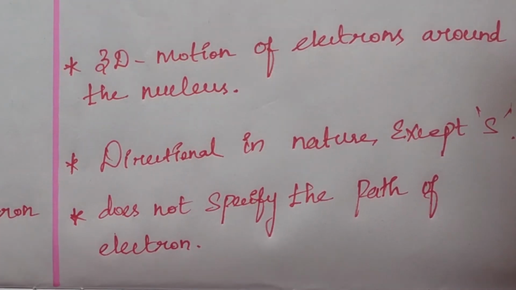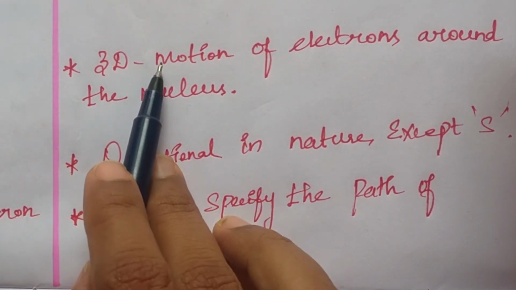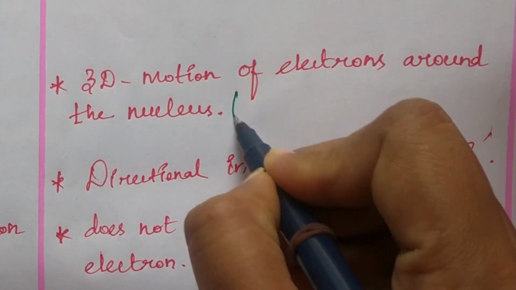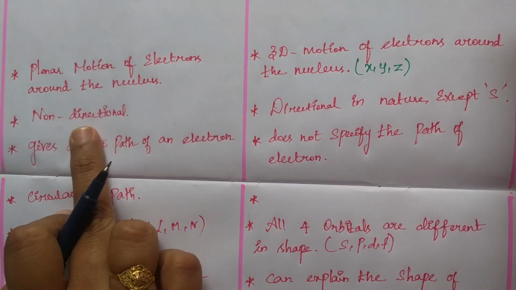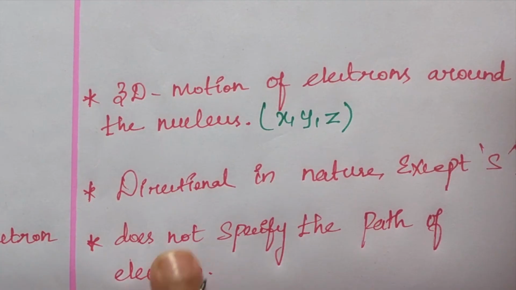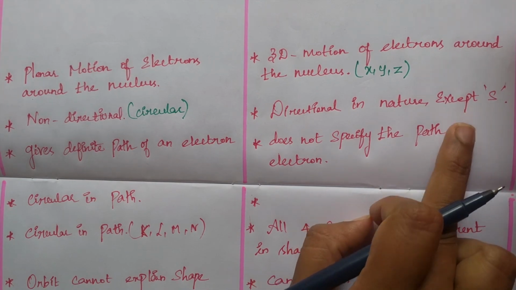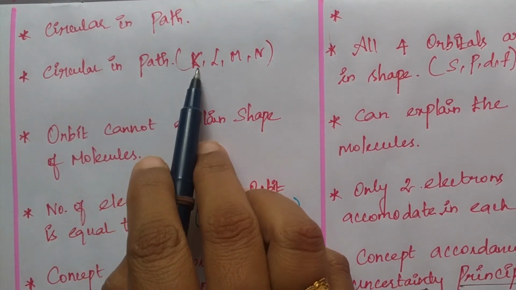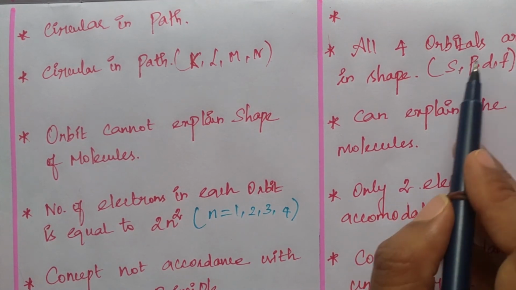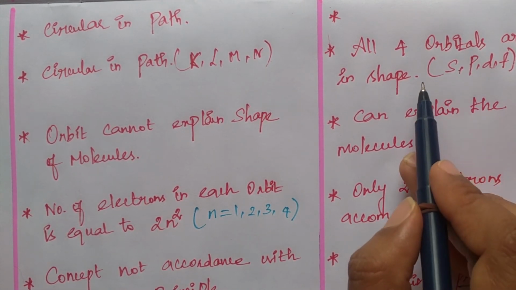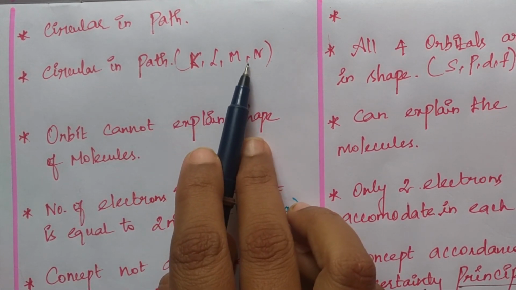Next, an orbit is a planar motion. It rotates only in a circular path, but an orbital is a 3-dimensional path. That means with the help of axes we can say x, y, z. That is 3-dimensional. An orbit is non-directional because it is circular, but orbitals are directional according to x, y, z. But the s orbital is non-directional. The orbits are K, L, M, N, but the orbitals are s, p, d, f. All 4 orbitals are different in shape, but all the orbits are the same shape, that is circular.